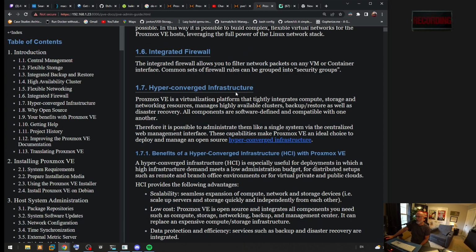1.7, hyper-converged infrastructure. Proxmox VE is a virtualization platform that tightly integrates compute, storage, and networking resources. This is why it's so much better than Kubernetes. Kubernetes sucks at this storage. It sucks. Even though they added stateful set to get around that. Manages high availability clusters, backups, and restores as disaster recovery. All components are software defined and compatible with one another. Therefore, it is possible to administer them like a single system via the centralized web management interface. These capabilities make Proxmox VE an ideal choice to deploy and manage an open source hyper-converged infrastructure.